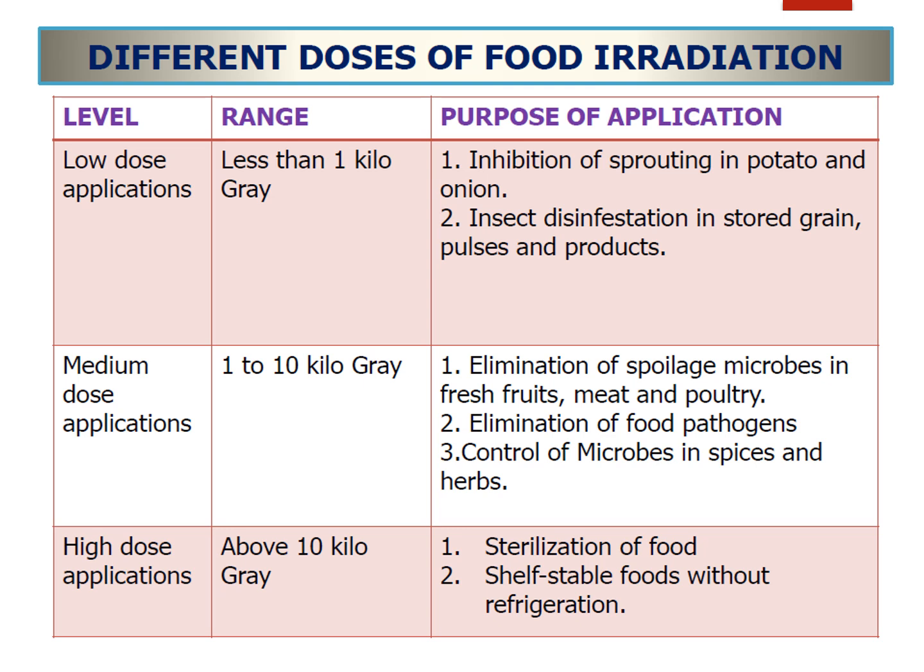Last one is high dose. High dose irradiations are in the range of above 10 kilogray. The purpose of applications are sterilization of food and shelf stable foods without refrigeration. So two main purposes: sterilization of food, and next, shelf stable foods without refrigeration.